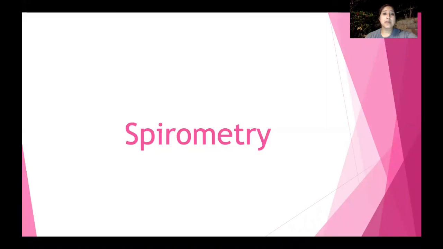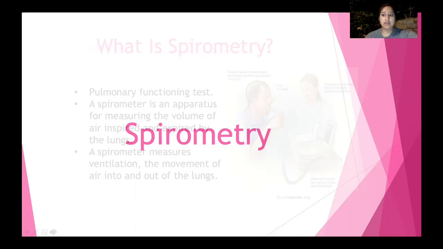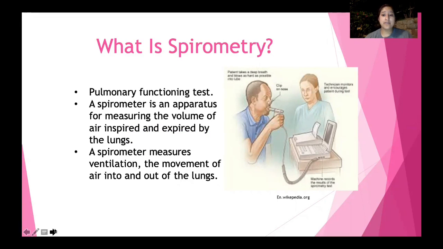So this brings me into spirometry. Spirometry is a diagnostic test. It attempts to measure the lung volume and rate at which gas moves into and out of the lungs. To be more specific, it's a pulmonary function test. It uses an apparatus called a spirometer, and the spirometer measures the volume of air inhaled and exhaled by the lungs.